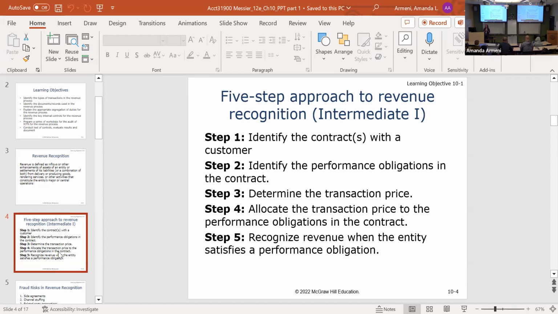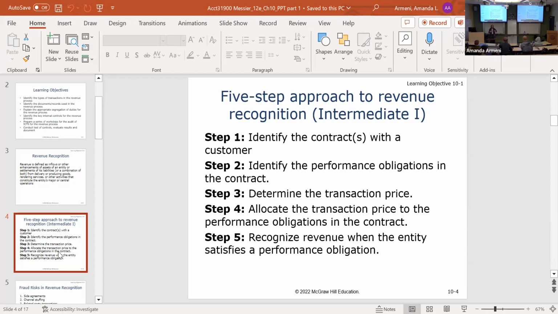Number two, you should be able to identify what are the specific things that the company has to do for their customer. Performance obligations. So with selling products, that becomes pretty simple, right? The performance obligation is that they deliver the product to their customer. That's the performance obligation. But what if you get into something like software development, right? So what if your audit client is in software development? What is the performance obligation?